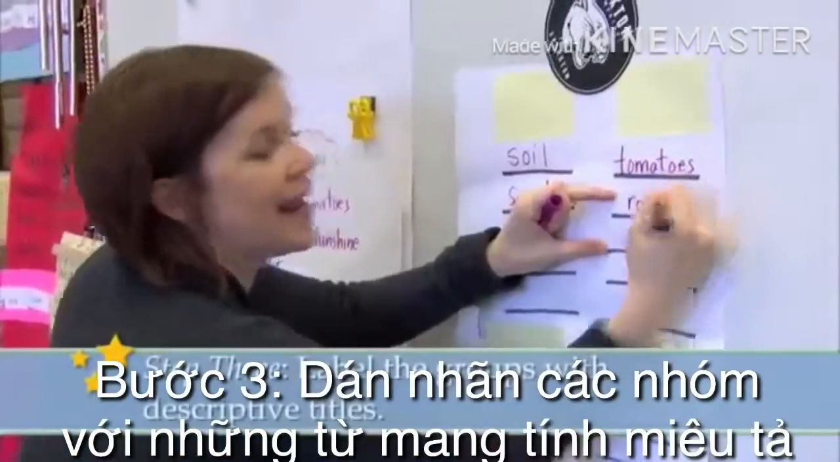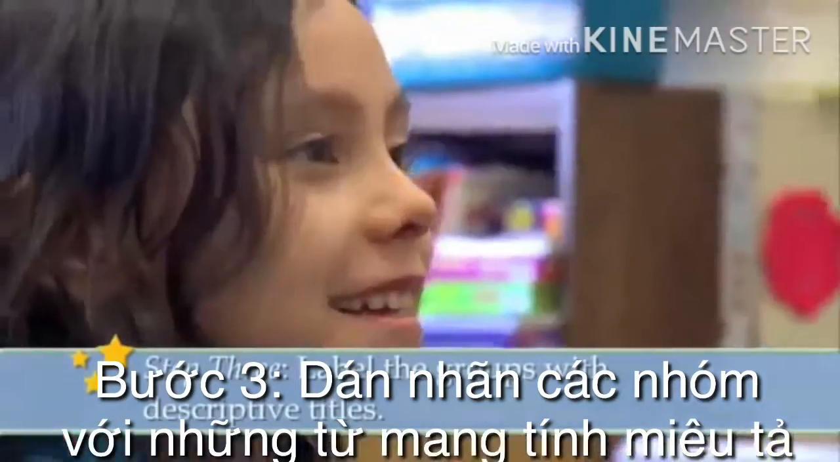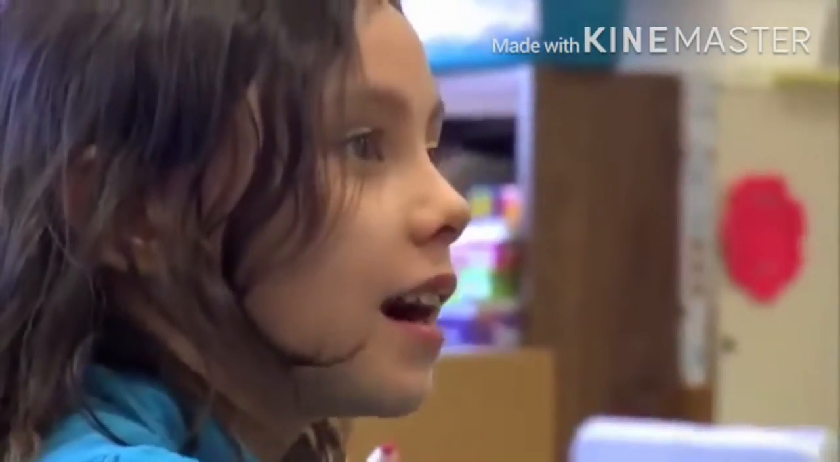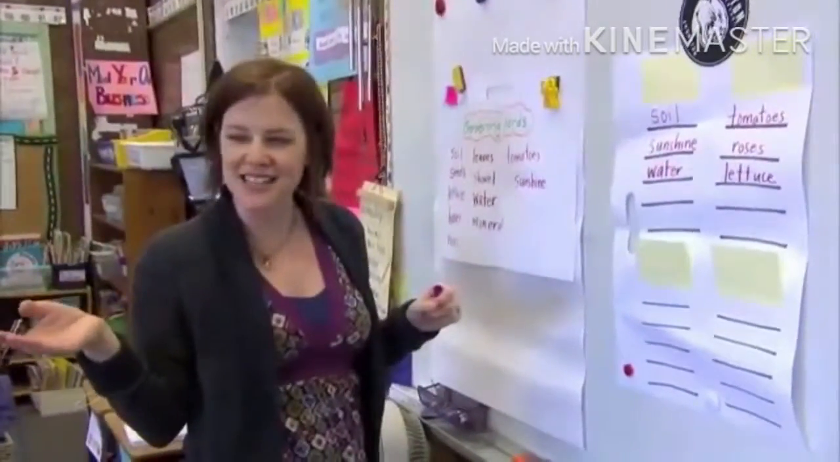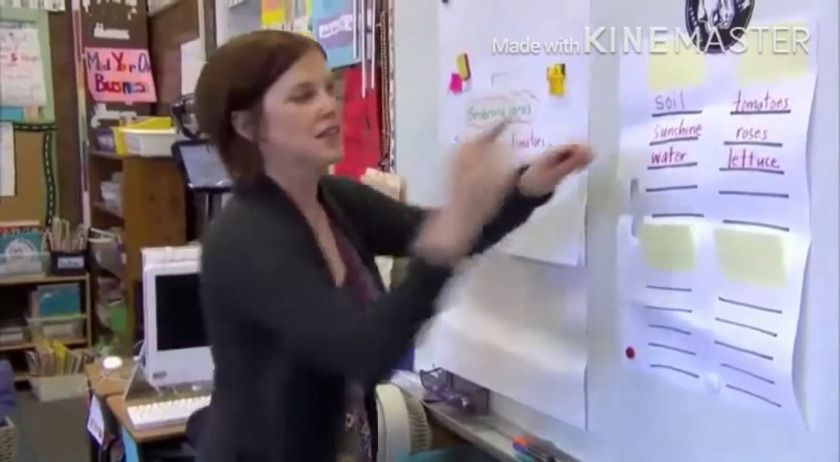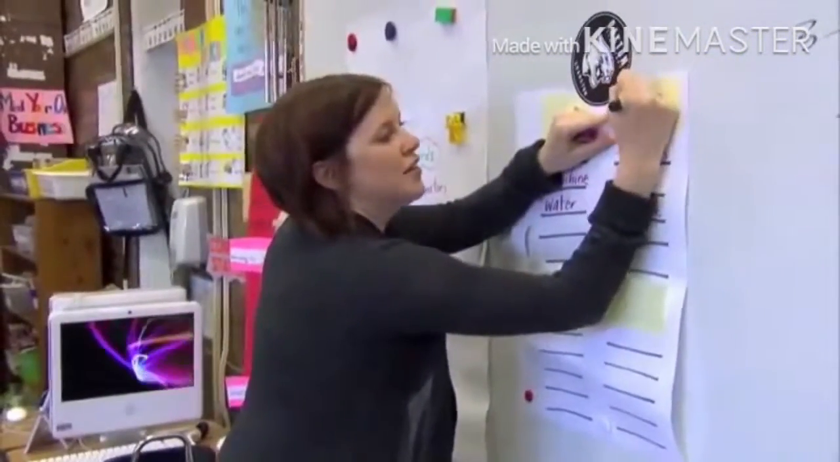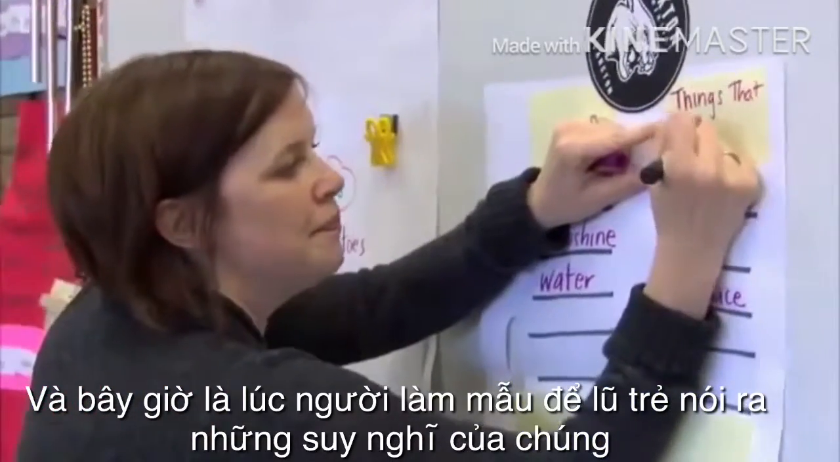The third and final step is labeling the groupings with headers. These titles should be related to the reasoning behind each cluster of words. I'm going to write a little header here that says, what? What should I say? You just said it pretty perfectly. What should I write? Things that come out of the ground. Now that the entire strategy has been modeled, it's time to let the kids take the wheel.